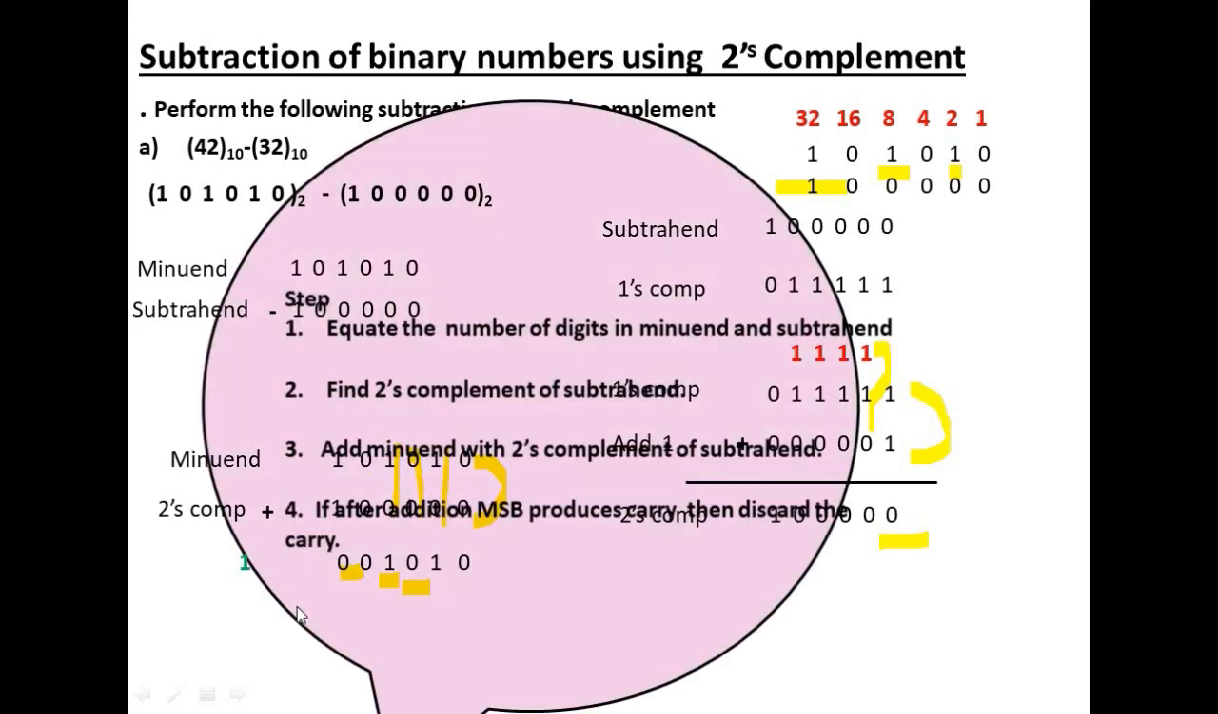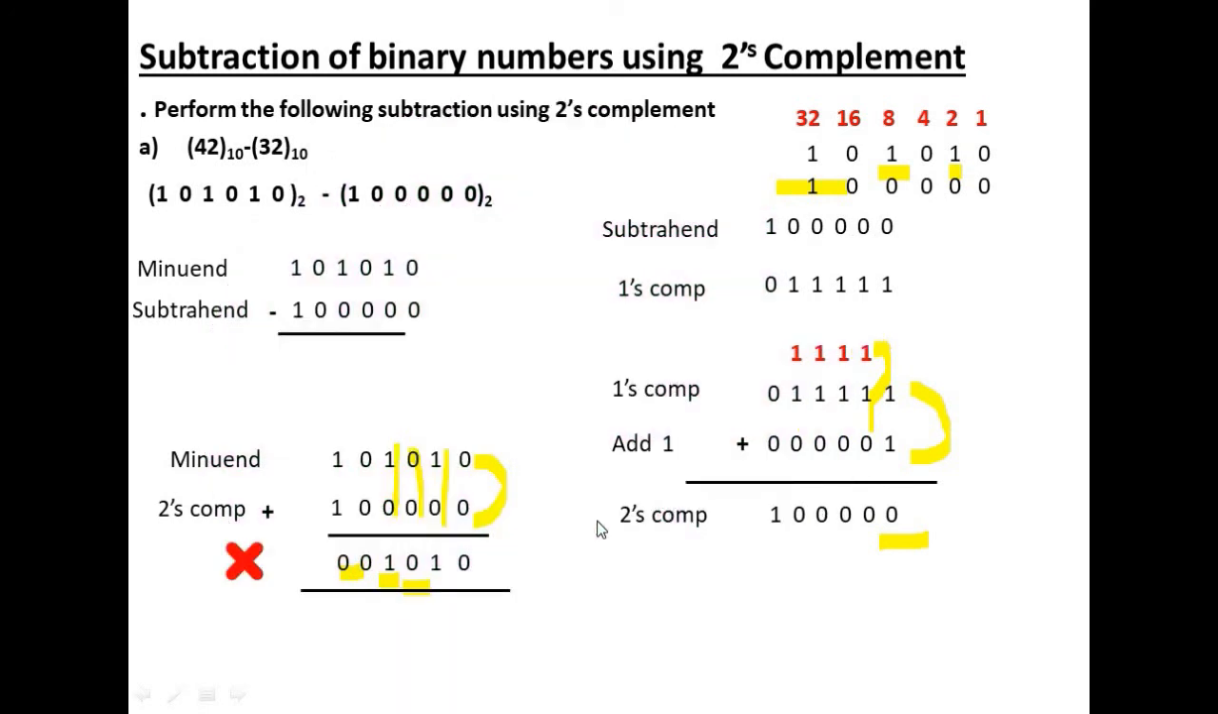Now we know that we have to discard this carry. After addition, the carry produced from the MSB should be discarded. So here this carry is discarded. So we are going to get the result as 1010. 42 minus 32 should give 10. So let us check whether this is 10 or not. It is certainly 10. 8 plus 2 is equal to 10. So we have got the correct result.